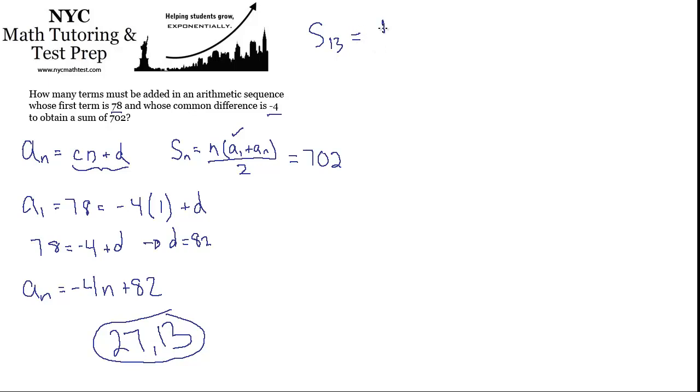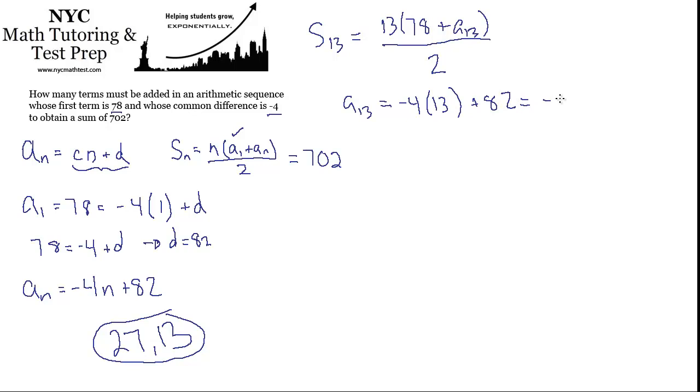S13 would be 13 times A1, which is 78, plus A sub 13, which we don't know, over 2. But what's A13? A13 is given by this guy. Minus 4 times 13 is, plus 82, is negative 52 plus 82, which is 30. So we can plug that in up here. So 13 times 78 plus 30 over 2 is 13 times 108 over 2.